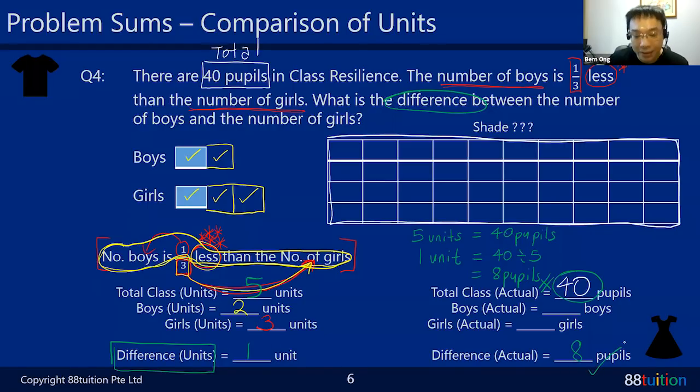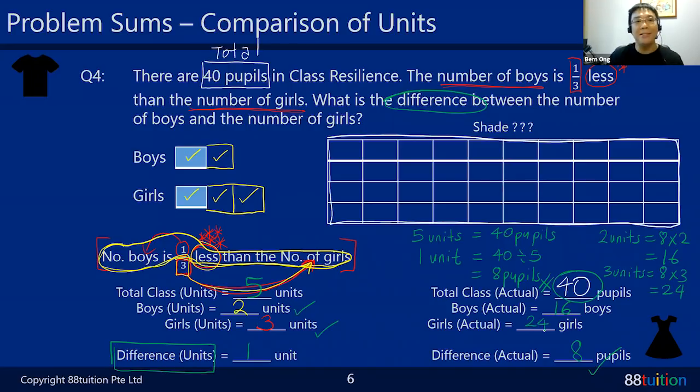So the question is asking for the difference between the number of boys and girls. 8. It's actually the 1 unit. 1 unit is 8 pupils. Correct. Very good. So for the number of boys here, you can actually find it. How come? Because boys got 2 units. If 1 unit is 8, what is 2 units? You can fill up the information here. 2 units is 8 times 2, which will give you 16. 16 boys here. And how to find girls? Girls got 3 units here. So 1 unit is 8, 8 times 3 is 24. Can you see or not?